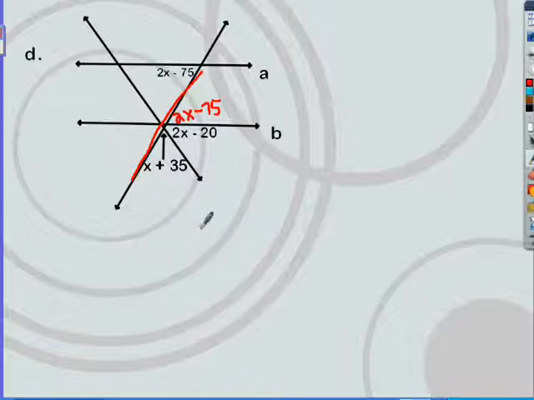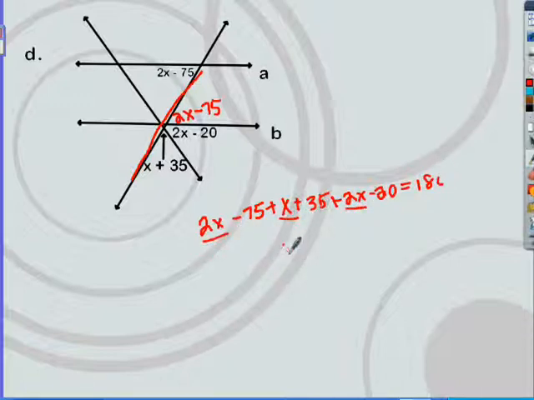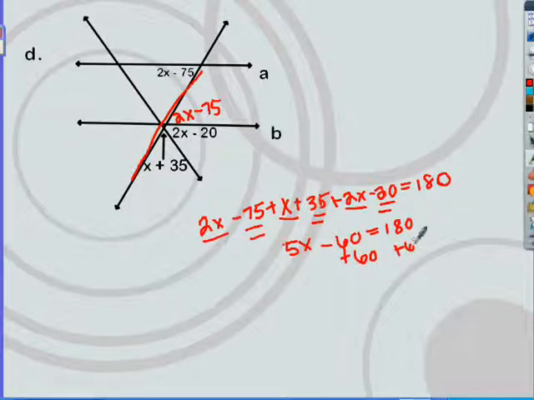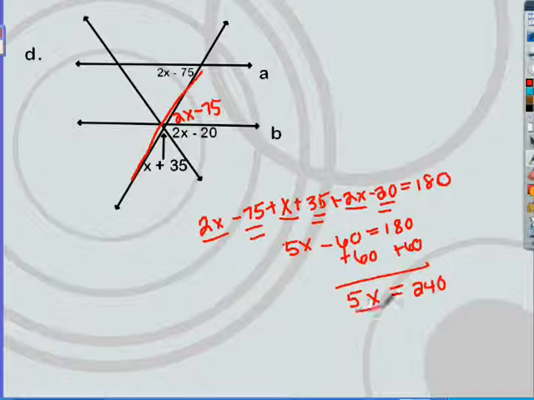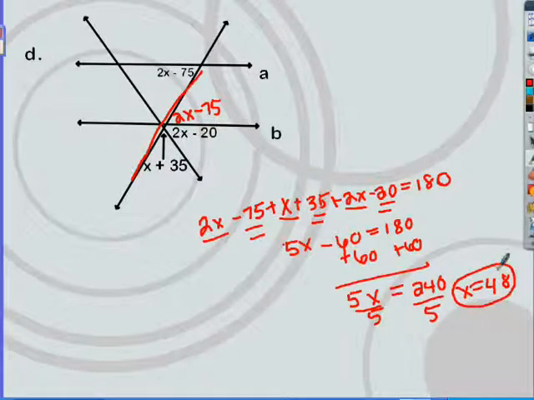So how am I going to solve for x? I am going to add them all up, and I'm going to set them equal to 180. So combine like terms, and I get 5x. When I combine my constants, I get minus 60 equals 180. Go ahead, add 60 to both sides. 5x equals 240. Divide by 5. So x equals 48. So the value that makes A parallel to B is 48.